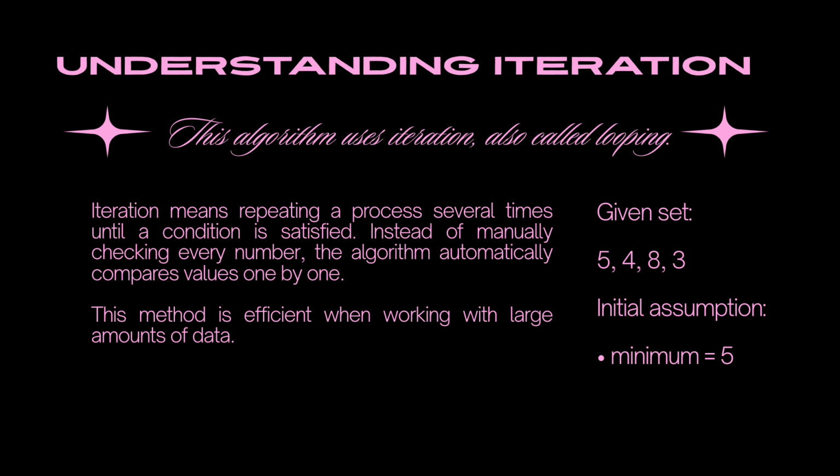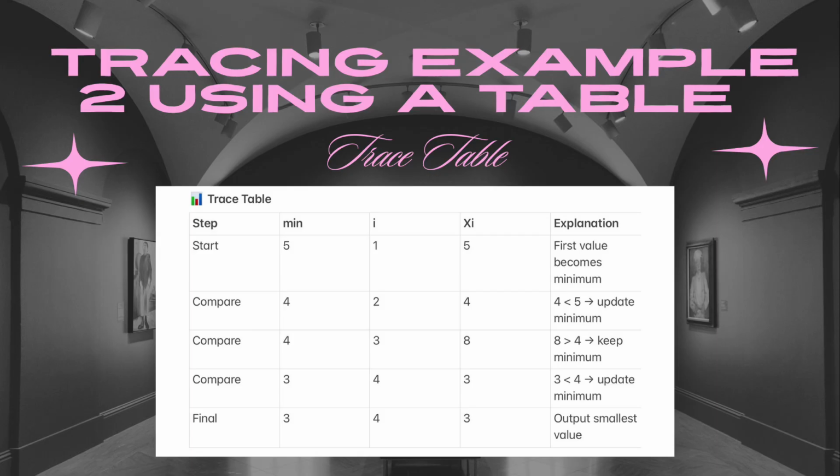This algorithm uses iteration, also called looping. Iteration means repeating a process several times until a condition is satisfied. Instead of manually checking every number, the algorithm automatically compares values one by one. This method is efficient when working with a large amount of data. Given the set 5, 4, 8, and 3. Initial assumption, minimum equals 5. Next, we will be tackling a trace table using example 2.